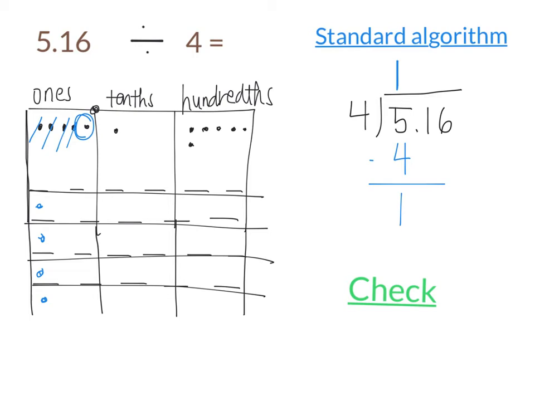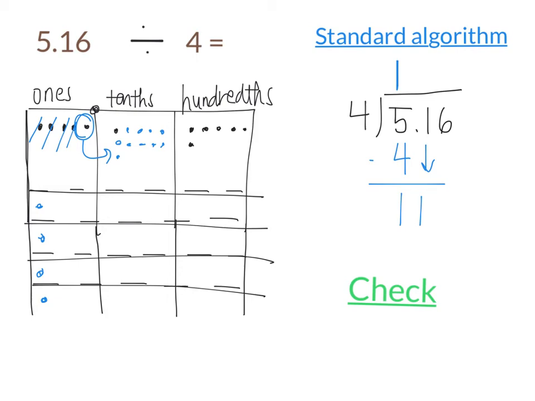Yeah. What do we do with that 1? Regroup. That 1 can become how many tenths? 10. Good. So show that it's going to become 10 tenths. When it becomes 10 tenths, how many tenths do we have altogether? 11. That's the same thing as bringing down this 1 in the tenths place. Do you see how now we have 11 tenths?